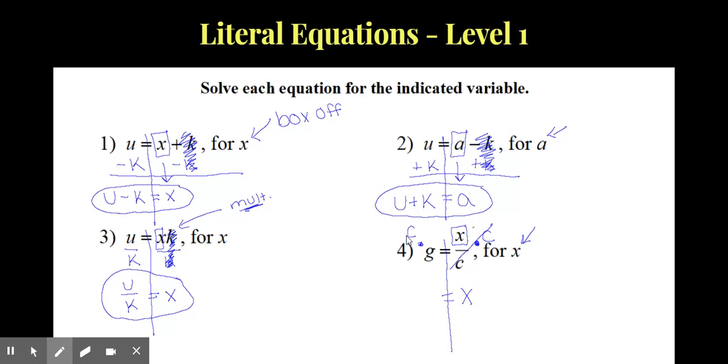On the right, or on the left, excuse me, I have c times g. They cannot be combined, so I'm just going to write cg. Or you could keep that dot there and say c times g is equal to x. Either answer would be acceptable. So those are your level 1 literal equations. They were each one step, but it's all the same solving steps that you have seen before in the past.